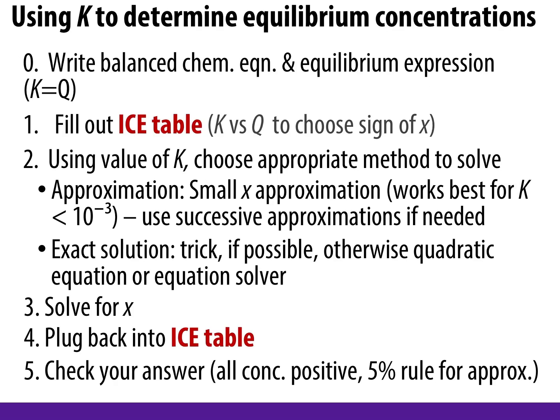Okay, so here are our general steps for solving each equilibrium problem. We've looked at that first step. First, write the balanced chemical equation and the equilibrium expression. Then we fill out our ICE table. We should look at the value of Q initially to figure out the sign of x. So we'll show doing that as well. Next, once we are doing this type of problem, we're usually going to be given the value of K. So if we're given the value of K, then we're going to choose the appropriate method to solve from that list on the previous slide. We'll solve, go back into our ICE table and check our answer. So these are all the steps, but let's see what those look like.